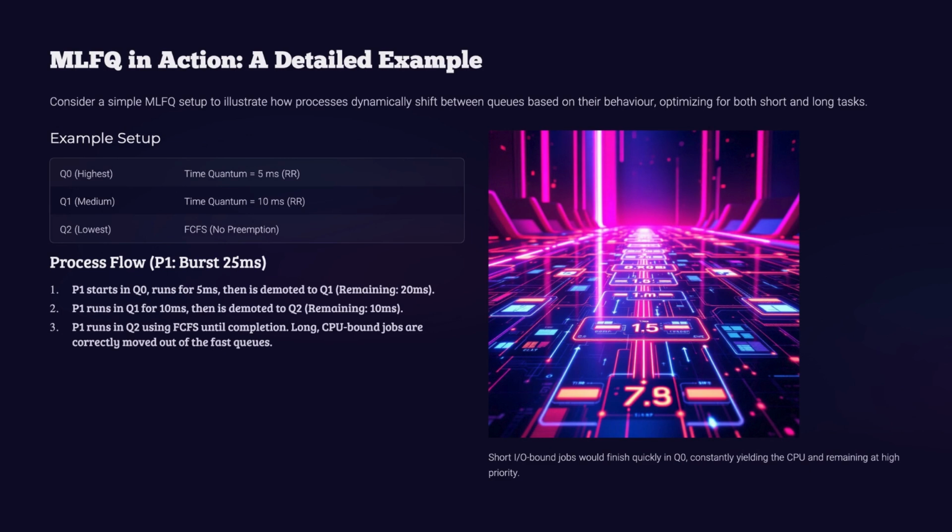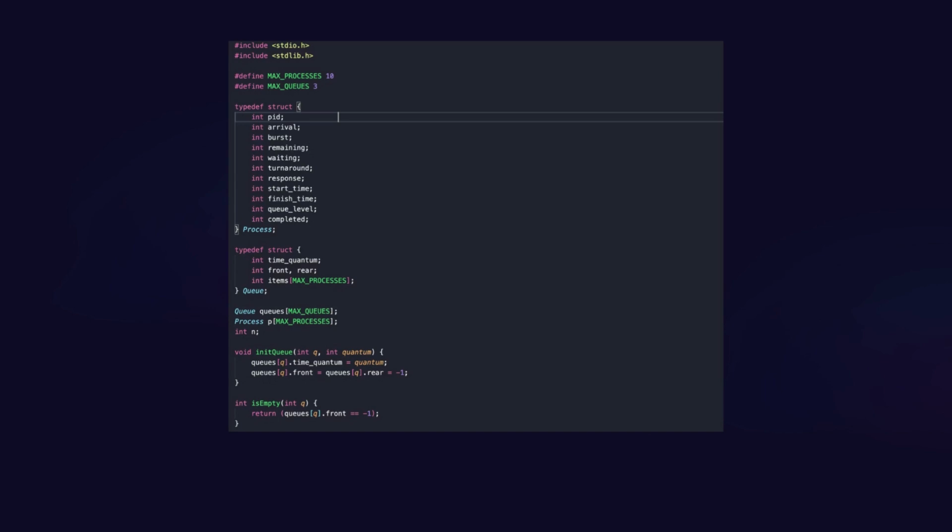Hello, I'm Harsh and I'll explain the code implementation of the multi-level feedback queue scheduling algorithm in C. First, we include the standard libraries stdio.h and stdlib.h. Then we define two constants, max processes for the number of processes and max queues for the total queues used in our MLFQ system. Next, we create a process structure which stores details of each process like its process ID, arrival time, burst time, remaining time, waiting time, turnaround time, response time, and which queue it currently belongs to.